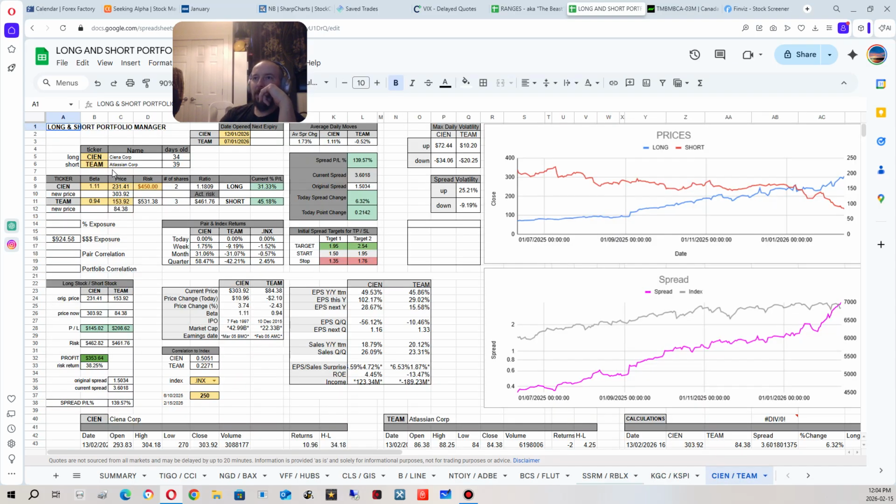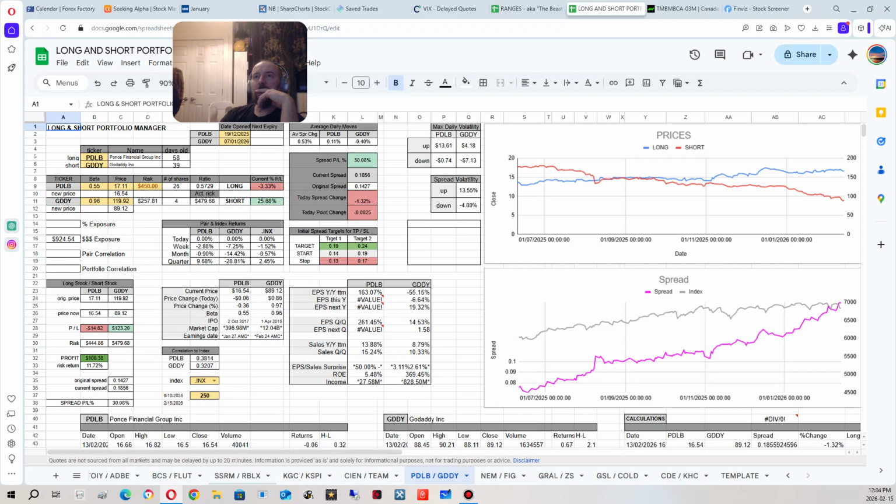Sienna versus Atlassian 31%, 45%. Another very good trade. This is open for just over a month and I'm already at a risk return of 38% combined, $353. PDLB GoDaddy, Ponce Financial, not so great, down 3.5%. GoDaddy in lesser time is up 25.6% for a total return of $108 at 11.72%.